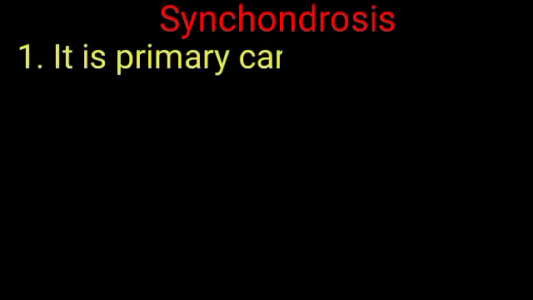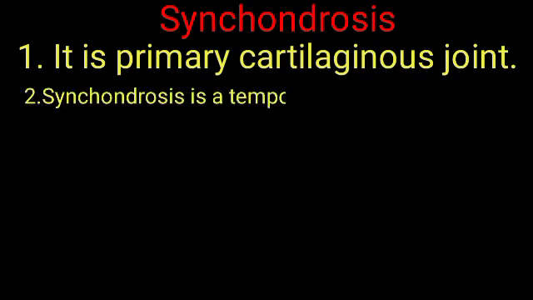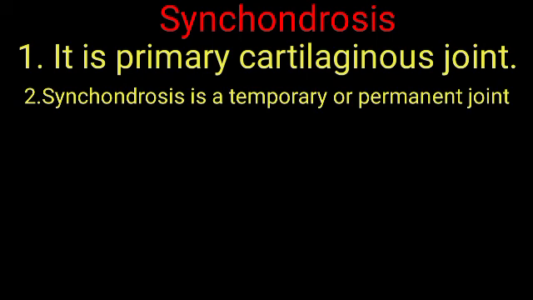First is synchondrosis. It is a primary slightly movable joint where hyaline cartilage completely joins together two bones. Synchondrosis is different from symphysis. It is a temporary or permanent joint. A temporary synchondrosis is an epiphyseal plate of growing long bones.